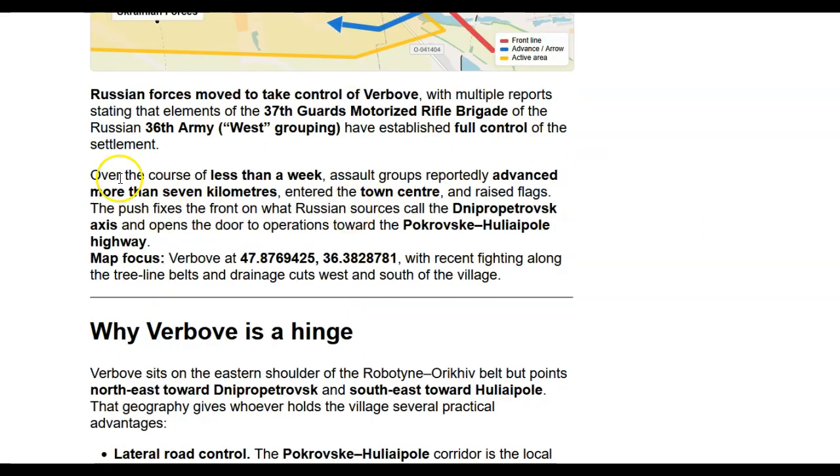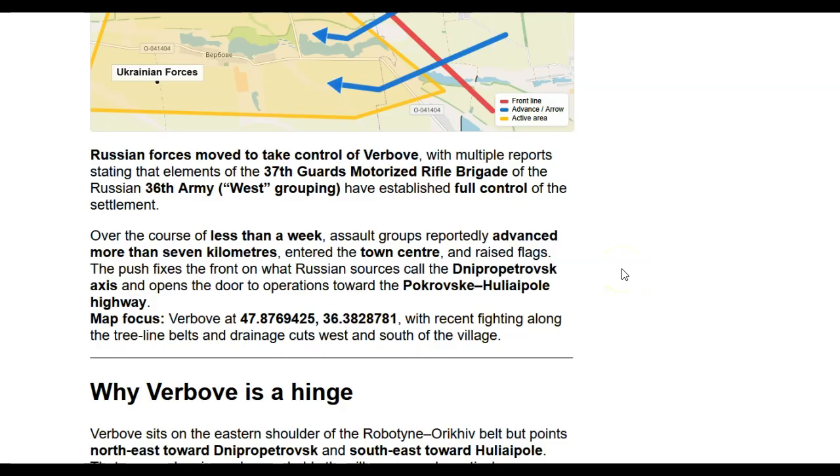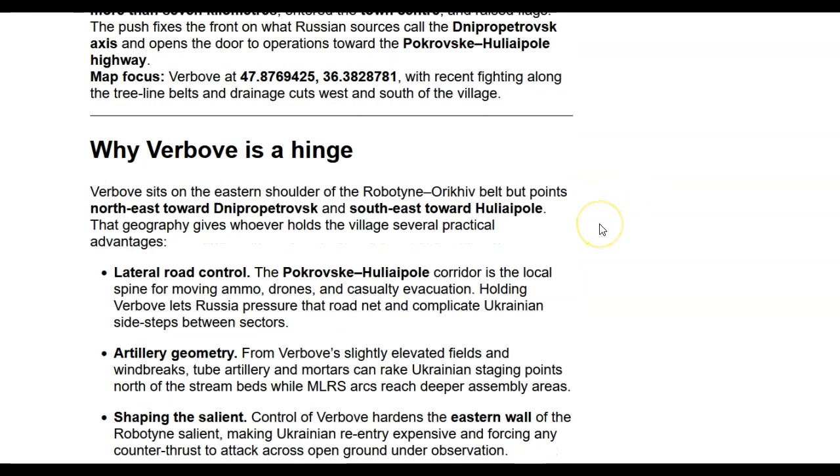Whilst the AI verbiage, the words, I'm not even sure, I haven't even read this. It's better than nothing. It's enough to get you tantalized. I mean, were the 37th Guard Motorized Rifle Brigade of the Russian 36th Army West Grouping involved here? I don't know, but AI seems to think they did. Maybe it was hallucinating or just got it wrong, or maybe it's right. But it gives you something to work on.